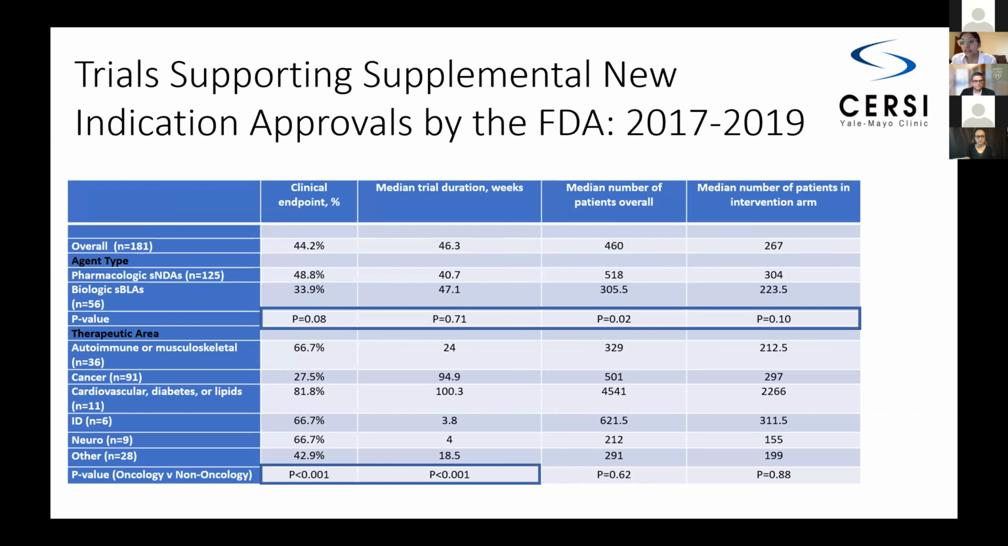But with regards to variation between trials supporting indications in different therapeutic areas, we saw that trials supporting indications in cancer were less likely than trials supporting indications in all other therapeutic areas to use a clinical endpoint as the primary efficacy endpoint, and they were longer in duration compared to trials in all other therapeutic areas.